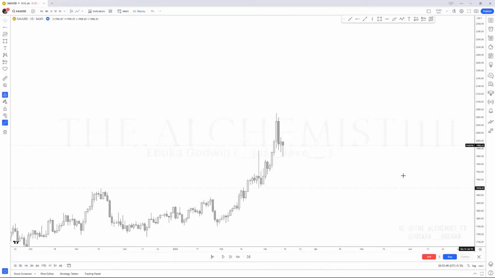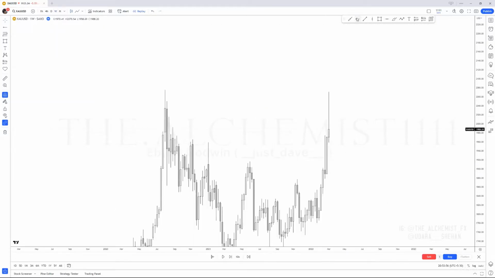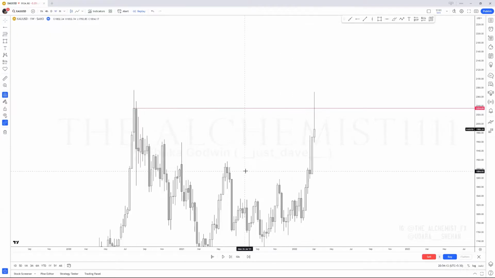Now in here, can you see how weekly has rejected a weekly resistance? Weekly has clearly rejected a weekly resistance. And then what's the next thing we need to see? After rejection, we need to see a breakout on one time frame lower, right?